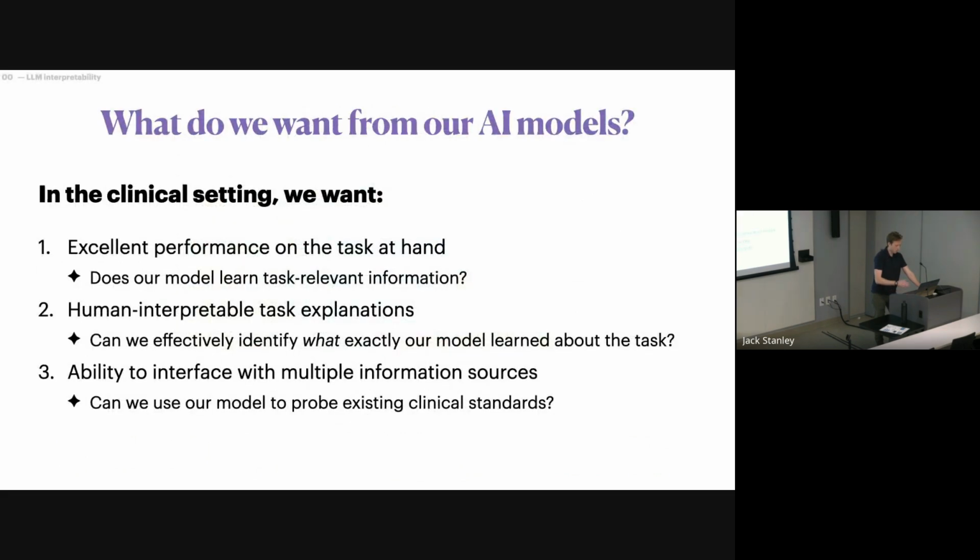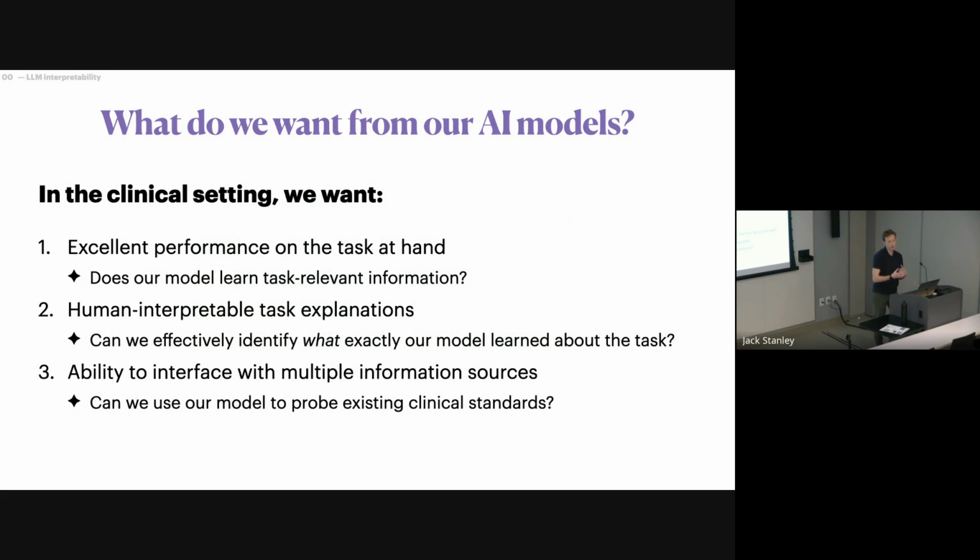So getting to the meat of the talk, what do we exactly want from our AI models in the clinical setting? Well, there's really 3 things that we want here. The first is, of course, excellent performance on the task at hand. Does our model actually learn the task relevant information? But almost equally important, we want some sort of human interpretable task explanations from the model. So, can we actually identify what it exactly is that our model learned about the task?